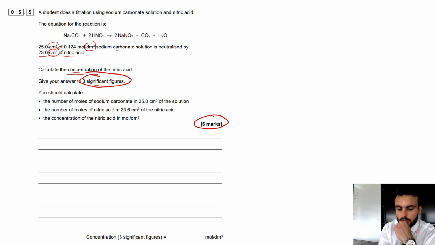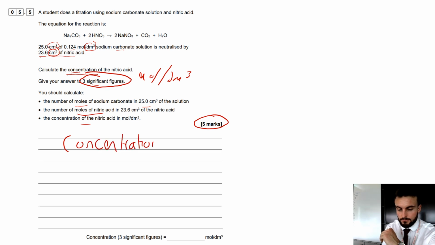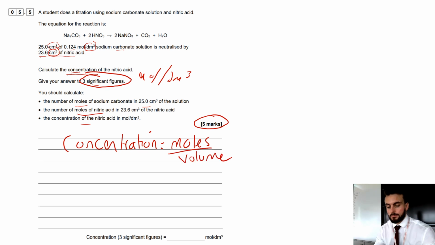Calculate the concentration. Now the clue is in the name, and it even says in the question for this one that you should calculate the number of moles of nitric acid, and then the concentration. It even gives you a helping hand, which is quite kind. So the first thing to be aware of is the equation for concentration when we're talking about moles and volume. The unit is moles per decimeter cubed, so concentration is moles divided by volume. So we're going to use that equation.